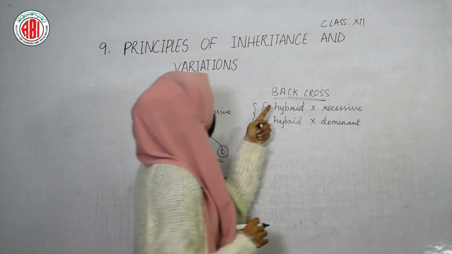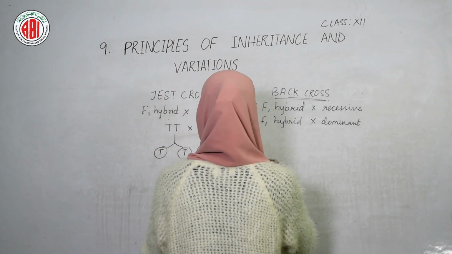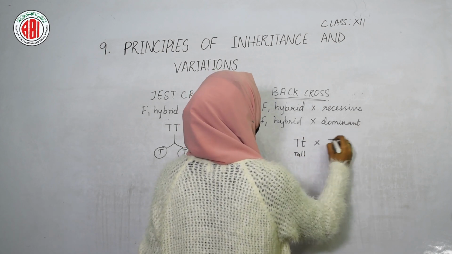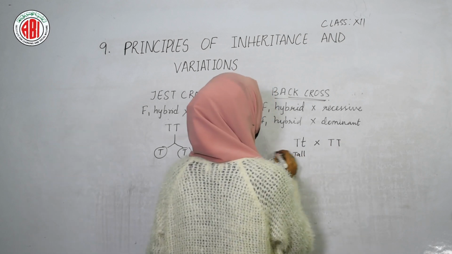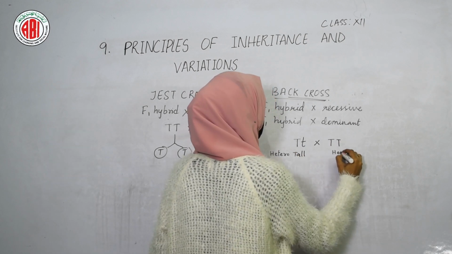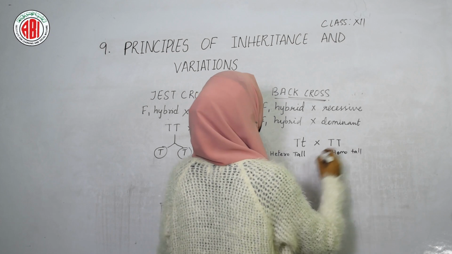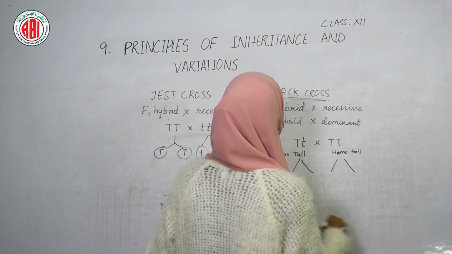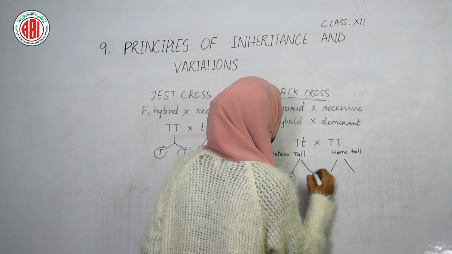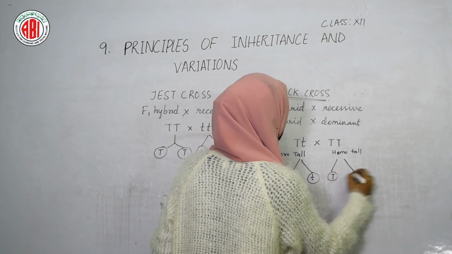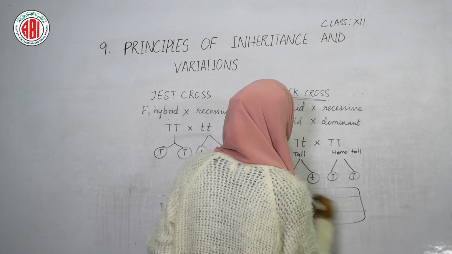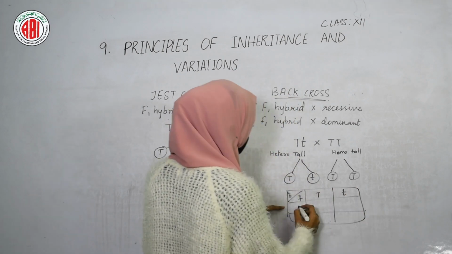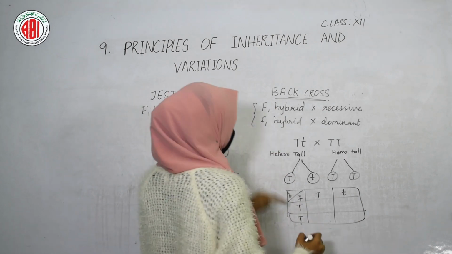Now let us move to the back cross. Here we will take the F1 generation, the F1 hybrid, and cross it with the dominant parent. This one is heterozygous tall, and this one is homozygous tall. So when we do the crossing between the F1 hybrid and the dominant parent, these are the gametes that are produced. Here we will take the gametes of the F1 hybrid, and here we will take the gametes of the dominant parent.